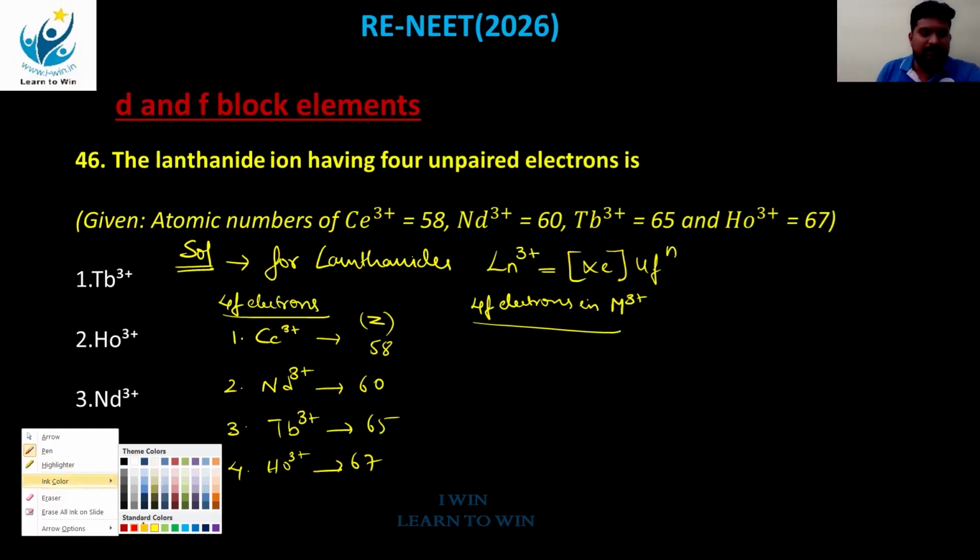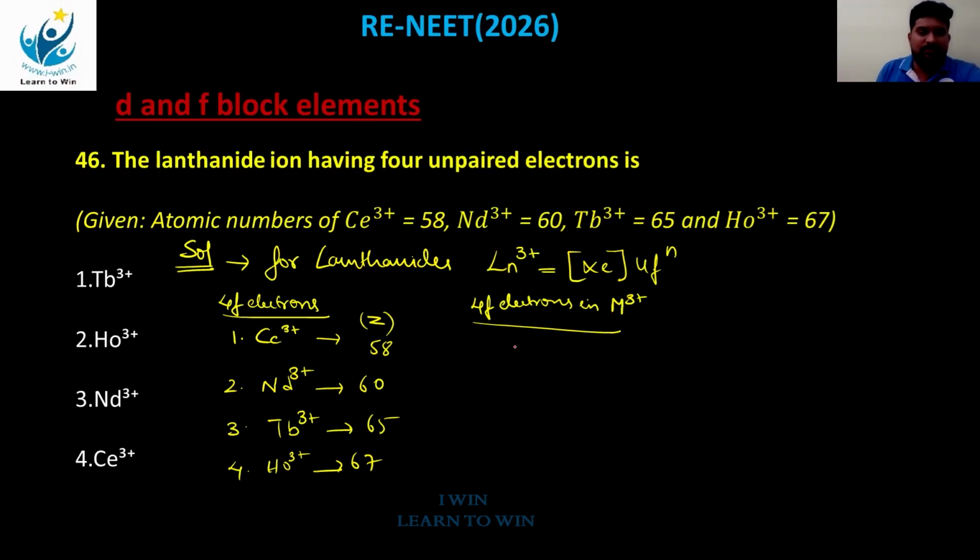So, I would like to explain here. Generally, for Ce3+, the 4f electrons are 4f1. For Nd3+ it is 4f3. For Tb3+ it is 4f8. And for the last one, it is 4f10. So, my dear students, now we need to find out the unpaired electrons. That is what we have to find out in the question.